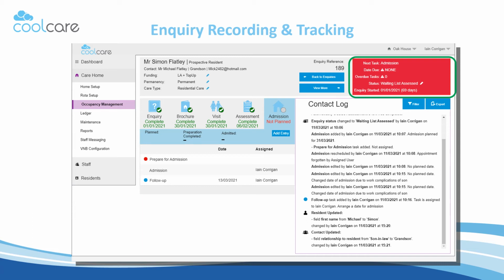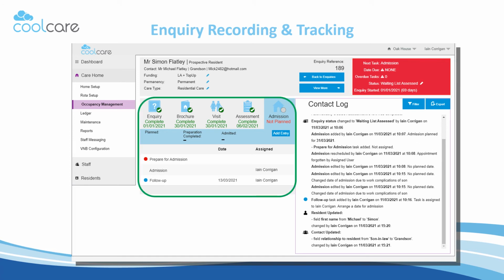With those 5 key points, you ensure that you're able to reduce the overall time that it takes to move a prospective resident from initial inquiry through to admission, and you're also able to increase the overall chance of those inquiries becoming actual admissions. Here we have a simple workflow in which we can see that an inquiry came in, a brochure was issued, a visit, an assessment, and then we have the admission.